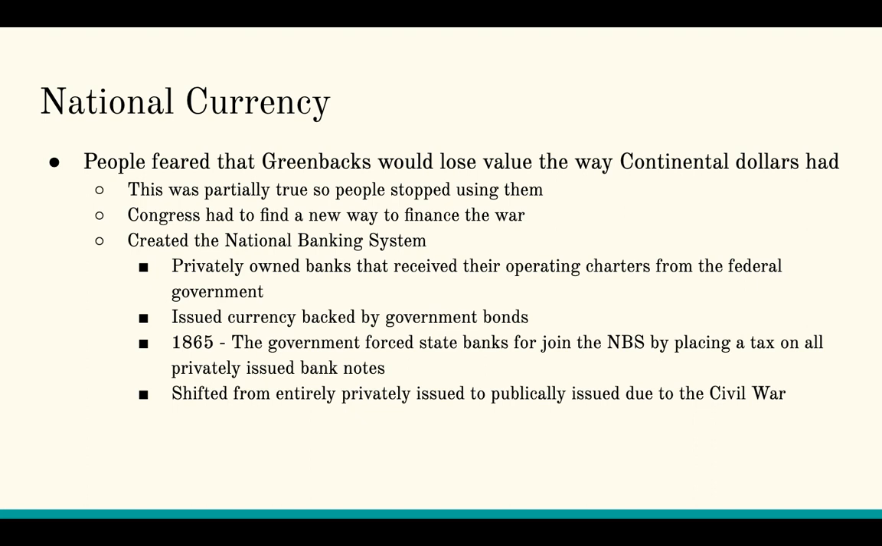However, in 1865, the federal government forced state banks to join the NBS by placing a 10% tax on all privately issued banknotes. Because state chartered banks could not afford the tax, they withdrew their notes, leaving only the greenbacks and national currency in circulation. So, as a result of the need to finance the Civil War, the makeup of the paper money supply shifted from being entirely privately issued to being entirely publicly issued.